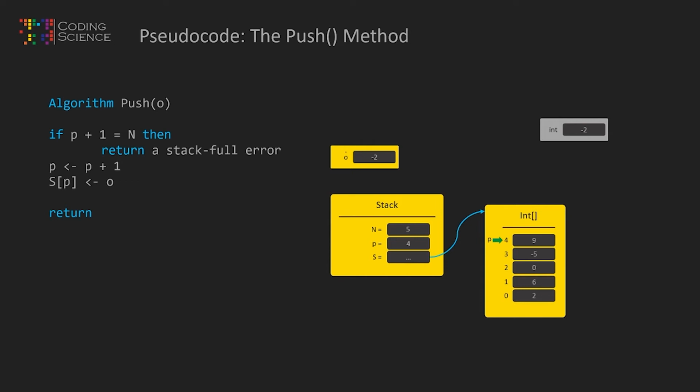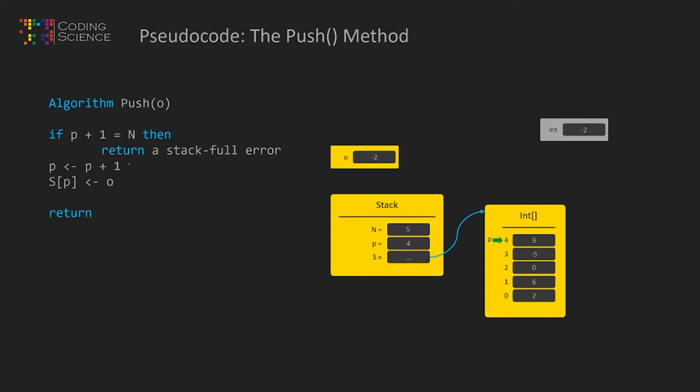So where do we go? O takes the value -2. Fine. So now we do our check. If p plus 1 is equal to n, so p is 4 plus 1 is 5, and this time it is equal to n, which is 5. So 5 equals 5, that is very true. So what now? Well, we'll do this line here.